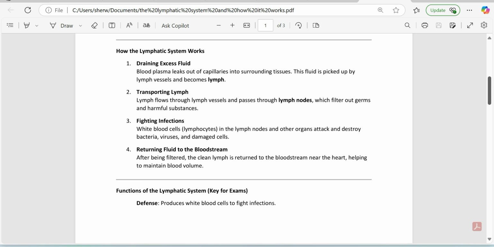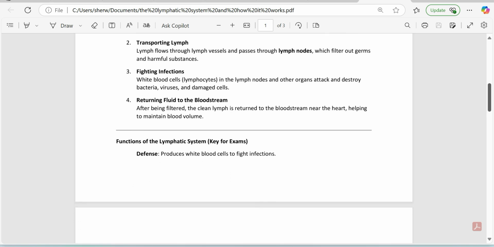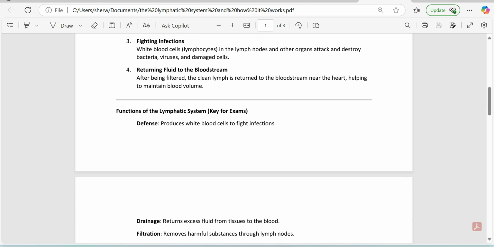How the lymphatic system works. 1. Draining excess fluid. Blood plasma leaks out of capillaries into surrounding tissues. This fluid is picked up by lymph vessels and becomes lymph. 2. Transporting lymph. Lymph flows through lymph vessels and passes through lymph nodes, which filter out germs and harmful substances. 3. Fighting infections. White blood cells, lymphocytes, in the lymph nodes and other organs attack and destroy bacteria, viruses, and damaged cells. 4. Returning fluid to the bloodstream after being filtered. The clean lymph is returned to the bloodstream near the heart, helping to maintain blood volume.